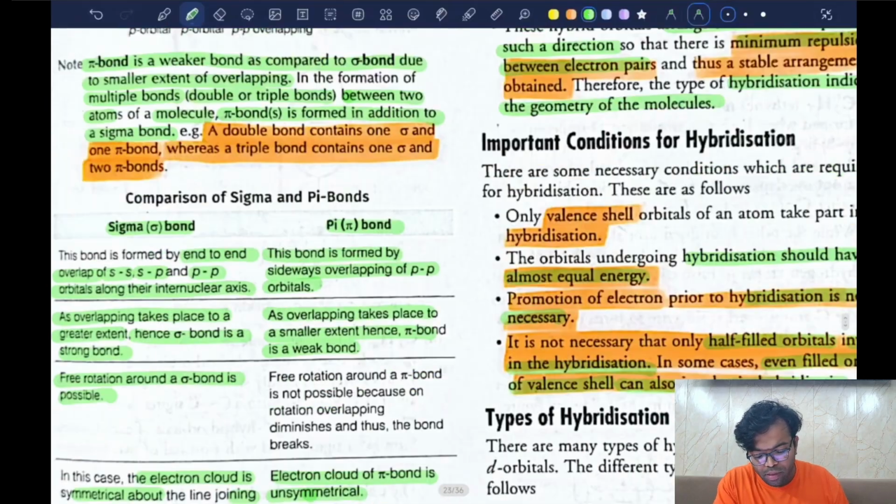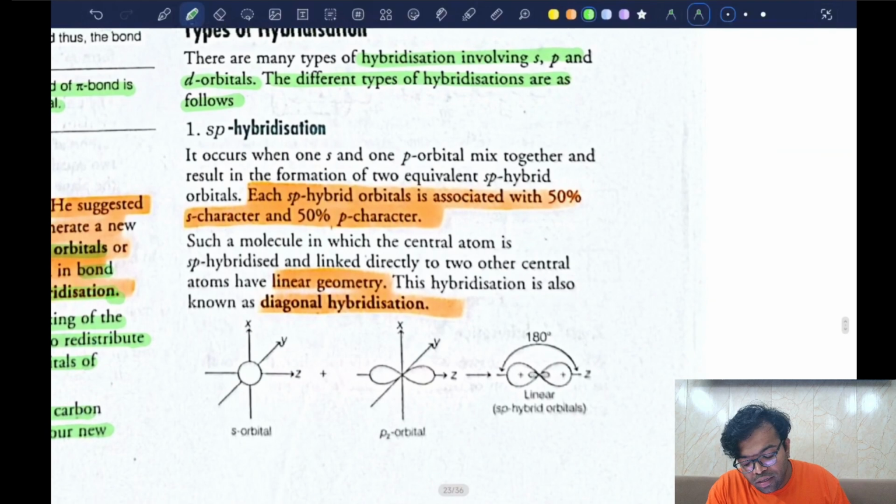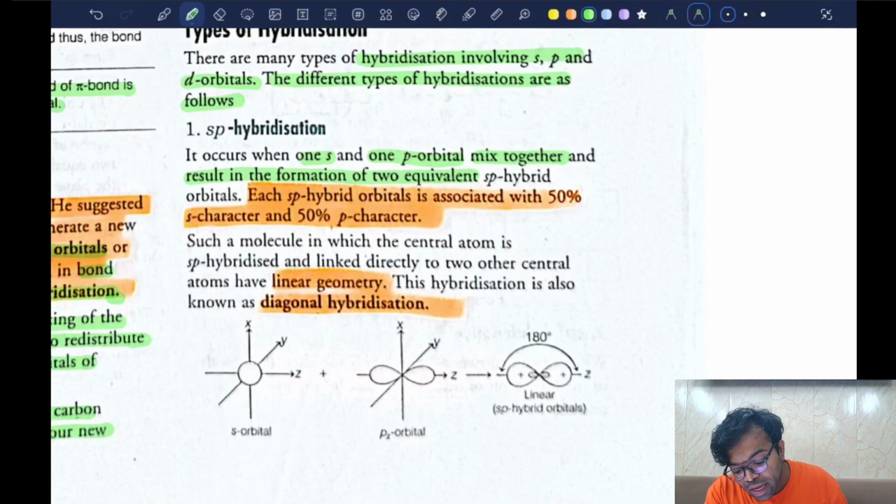Now, there are many types of hybridization involving s, p and d orbitals. The different types of hybridization are as follows. The sp hybridization occurs when one s and one p orbital mix together and result in the formation of two equivalent orbitals. So how many orbitals actually participated? Two orbitals participated, one s and one p. So the result will give you two sp hybrid orbitals.